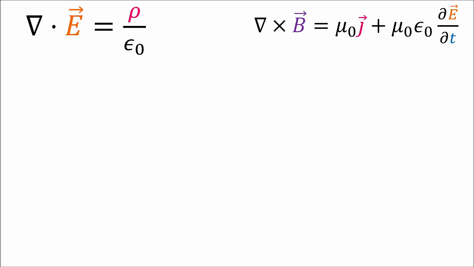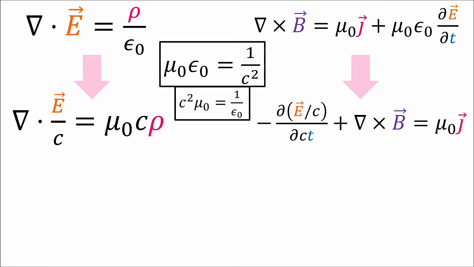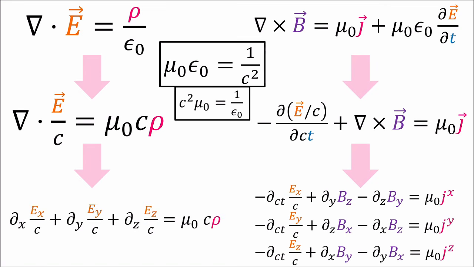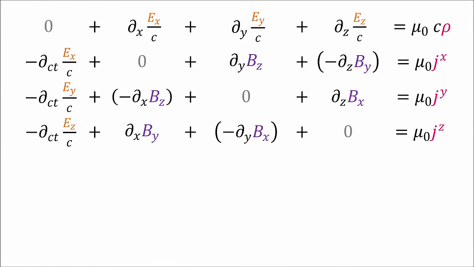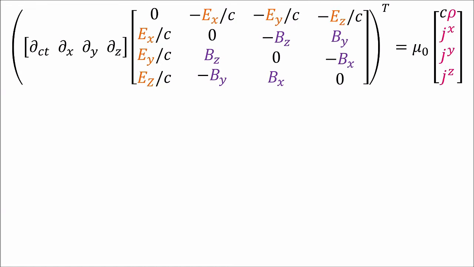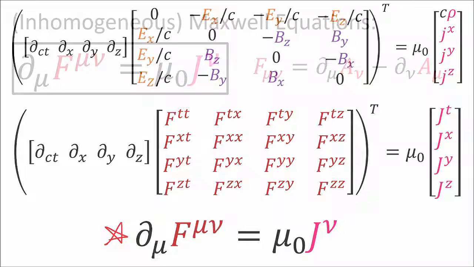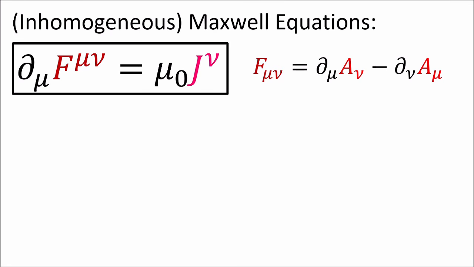Now, let's look at the 2 Maxwell equations with sources again. It's a fact that the product of the epsilon and mu constants is 1 over the speed of light squared. And that lets us rewrite these equations like this. If we expand these equations using their vector components, we can see the equations can be rewritten in matrix form. And using Einstein summation notation, this tells us that the partial derivative summed with the Faraday tensor gives us the 4-current capital J times a constant. So this is a compact form of the inhomogeneous Maxwell equations.